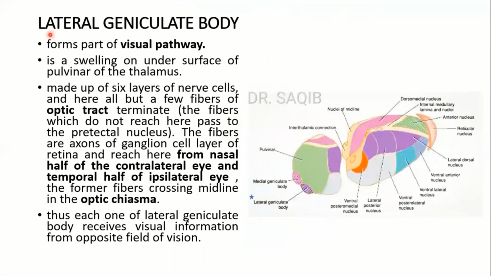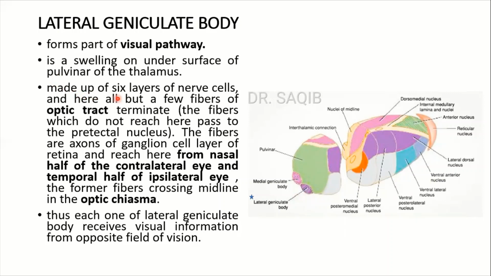So let's talk about the lateral geniculate body. Similarly, this L tip is that L for light. So it forms part of the visual pathway, lateral geniculate body. Here you could see, this is the lateral geniculate body. It's a swelling on the under surface of the pulvinar of the thalamus. These are the nuclei of the thalamus. I told you this is pulvinar, and on its under surface you could find this lateral geniculate body, right?